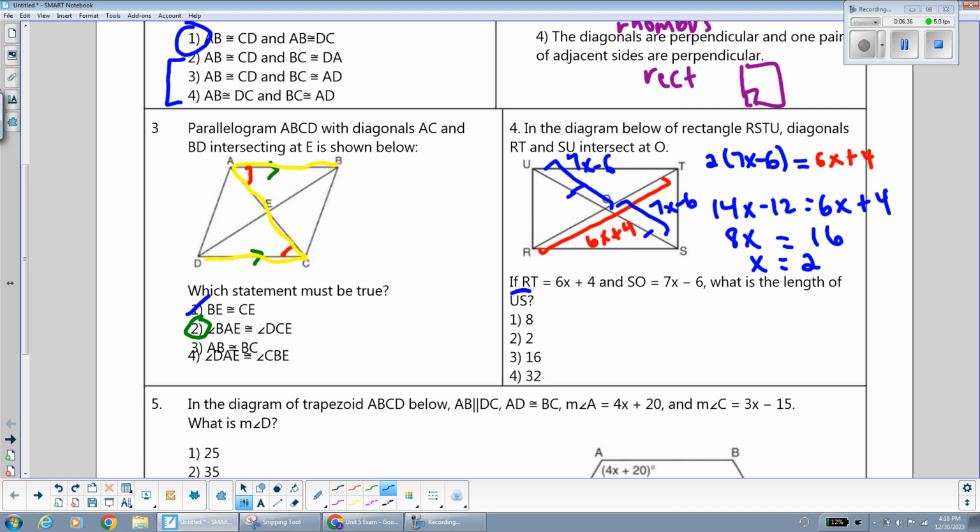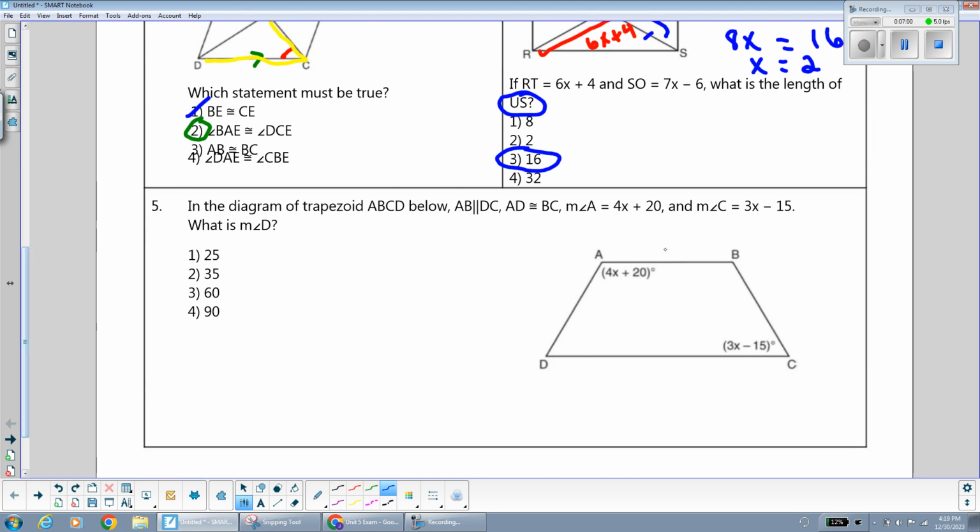And it is asking for US, not the x value. The x value is always there to trick you. So we need to plug in to find the length of the entire diagonal US. It doesn't matter where you plug into because both diagonals are congruent. So I'm going to plug into 6x plus 4. 6 times 2 is 12, plus 4 is 16. So the correct answer is answer choice 3, 16.